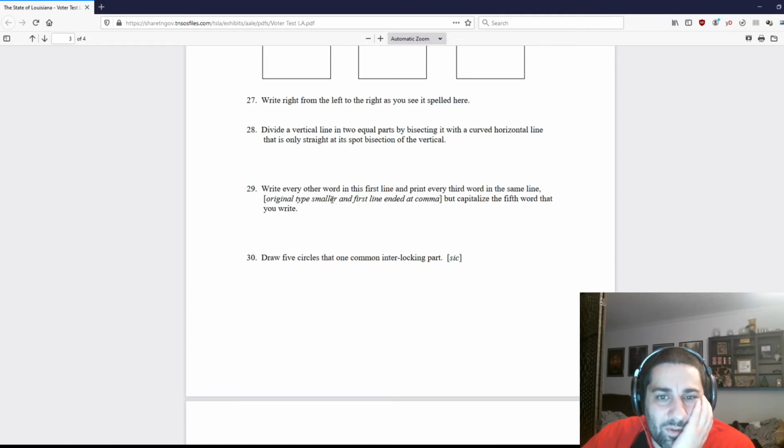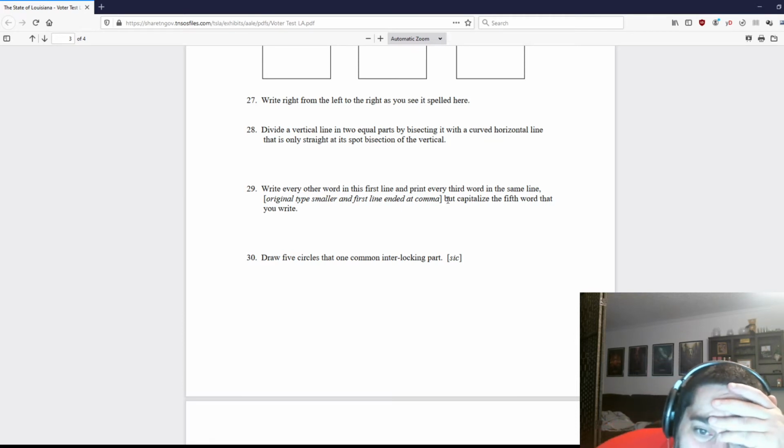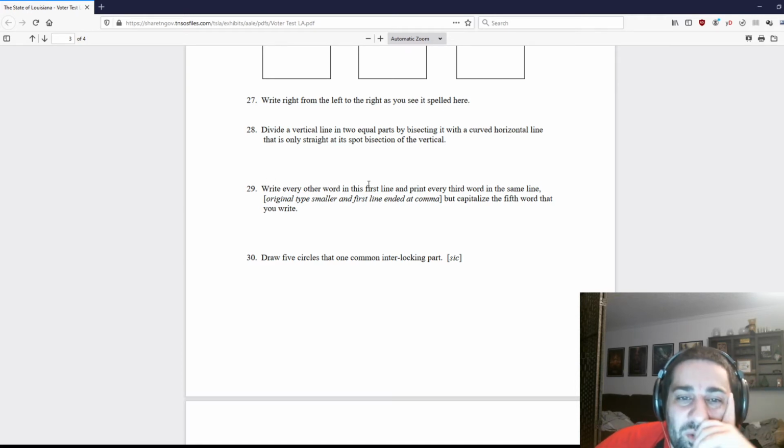So we'll go type smaller. Oh, okay. Original type smaller in first line. Capitalize the fifth word that you write. What? Write every other word in this line first and print every third word. So every other word would be blank, blank, blank, blank, blank. Wait, hold on. 1, 2, 3, 4, 5, 6, 7, 8, 9, 10, 11, 12, and that's it. And print every third word in the same line. 3. So I guess it's the ones where they overlap here. So I do all those 3.